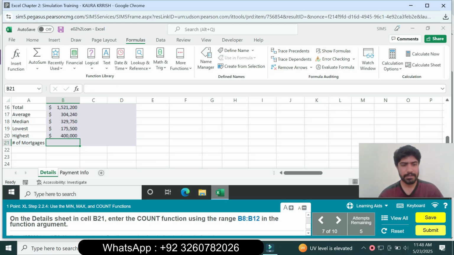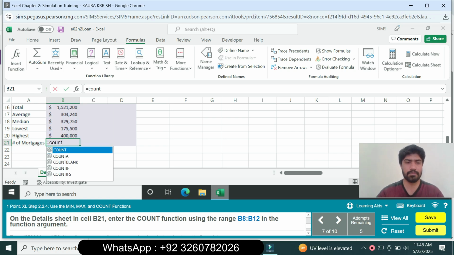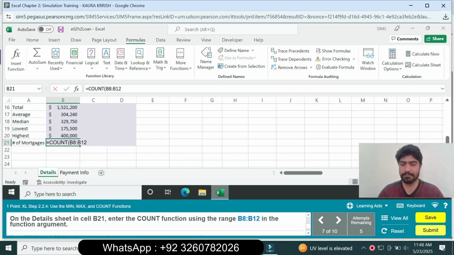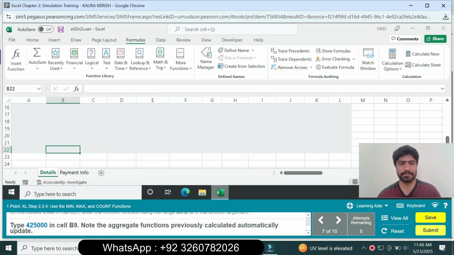Next is: on the Details worksheet, in cell B21, enter the COUNT function using the range B8 to B12 in the Function Arguments. So in cell B21, type equal to and type the COUNT function, and the range is B8 to B12, close bracket and press enter.